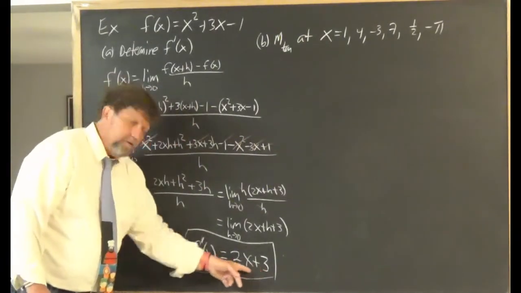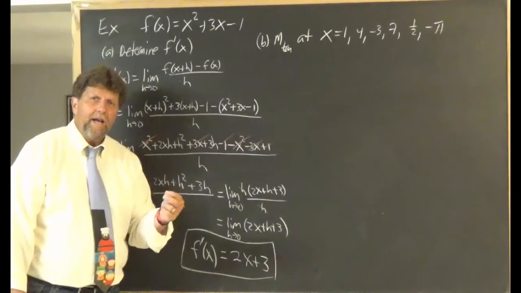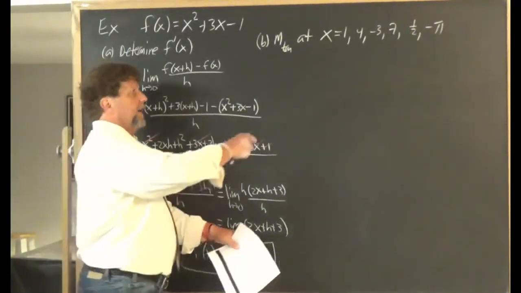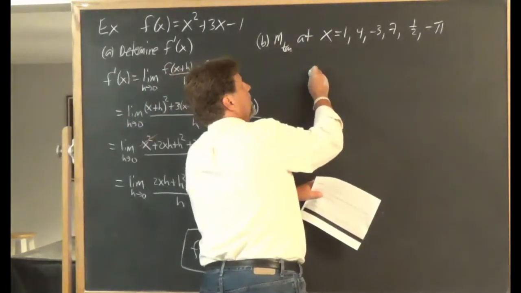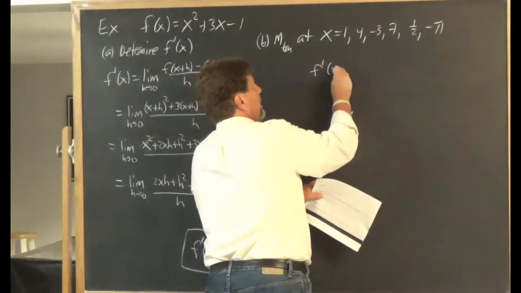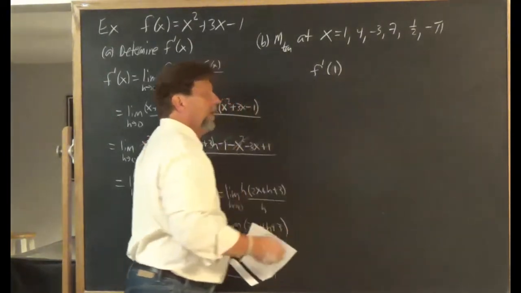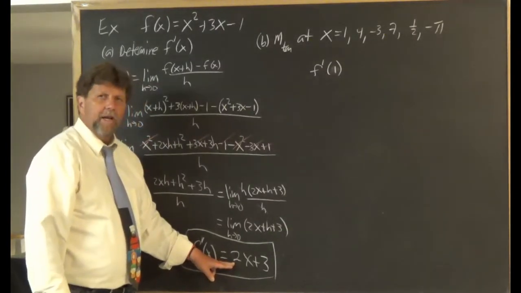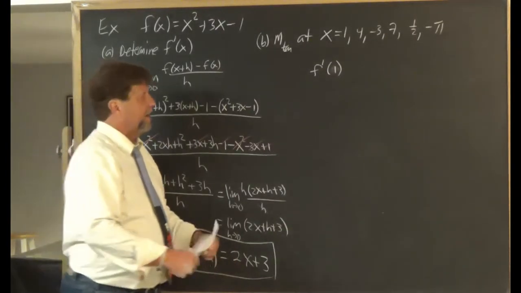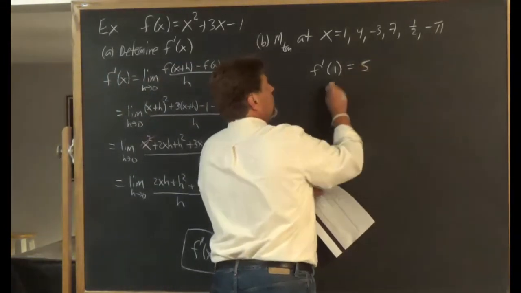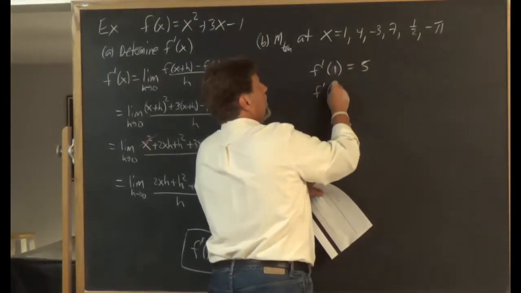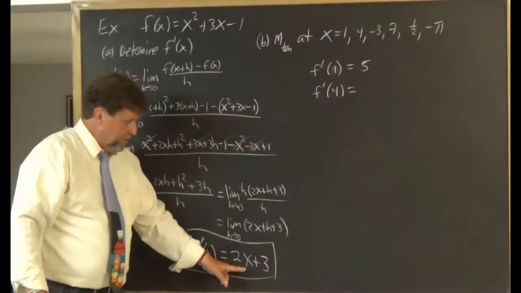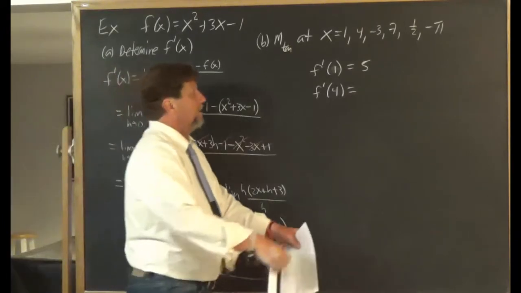This is that little rule. This is the little formula that no matter what x is, it's telling us the slope of the tangent line. So the slope of the tangent line at x equals 1 is found by evaluating the derivative at 1. Well, here's the derivative. Evaluate the derivative at 1 and you get 5. The slope of the tangent line at 4 is found by evaluating the derivative at 4. So evaluate the derivative at 4 and you get 11.